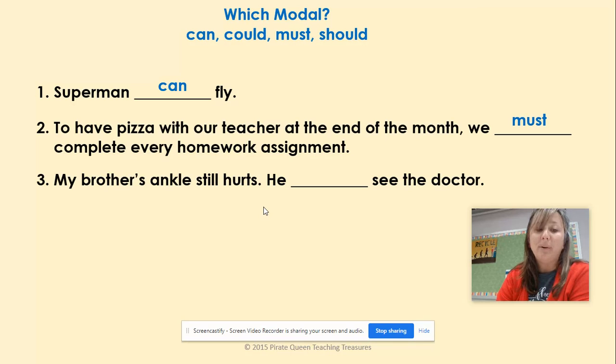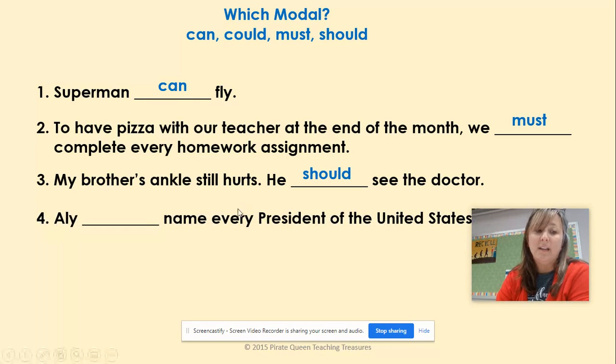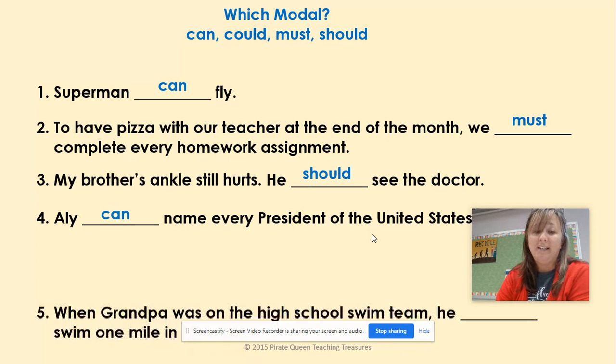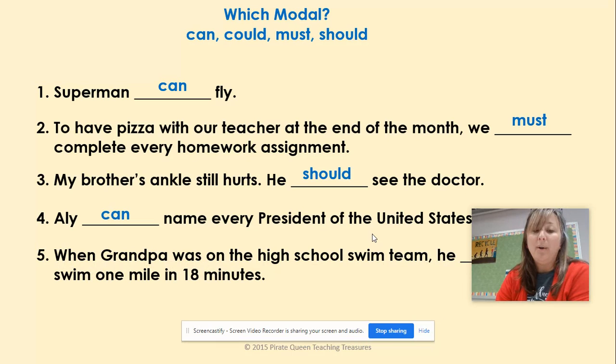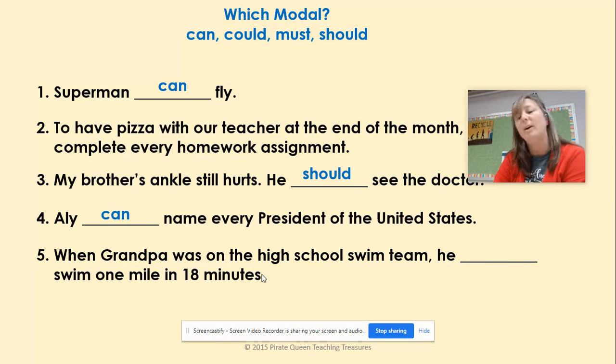Number 3, my brother's ankle still hurts. He blank see the doctor. So he should see the doctor. Number 4, Ollie blank name every president of the United States. Ollie can name every president. Number 5, when Grandpa was on the high school swim team, he blank swam 1 mile in 18 minutes. What would go there?